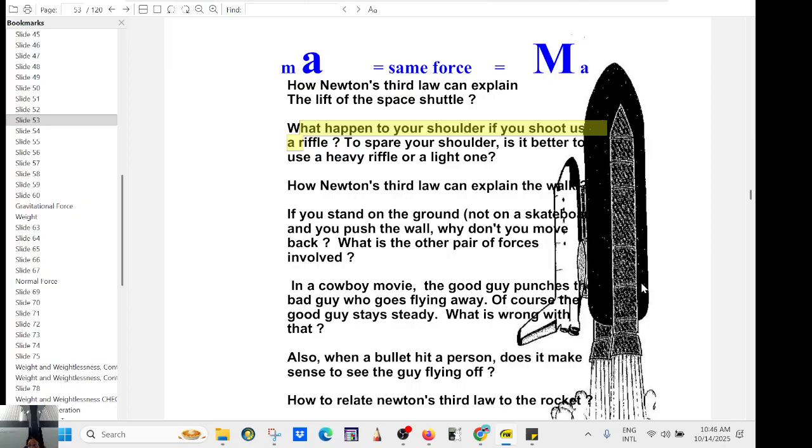So the force is the same, but not the consequence. The consequence will be acceleration. The space shuttle has a huge mass, so its acceleration will be very small. The exhaust gas has a tiny mass, so its acceleration will be huge.